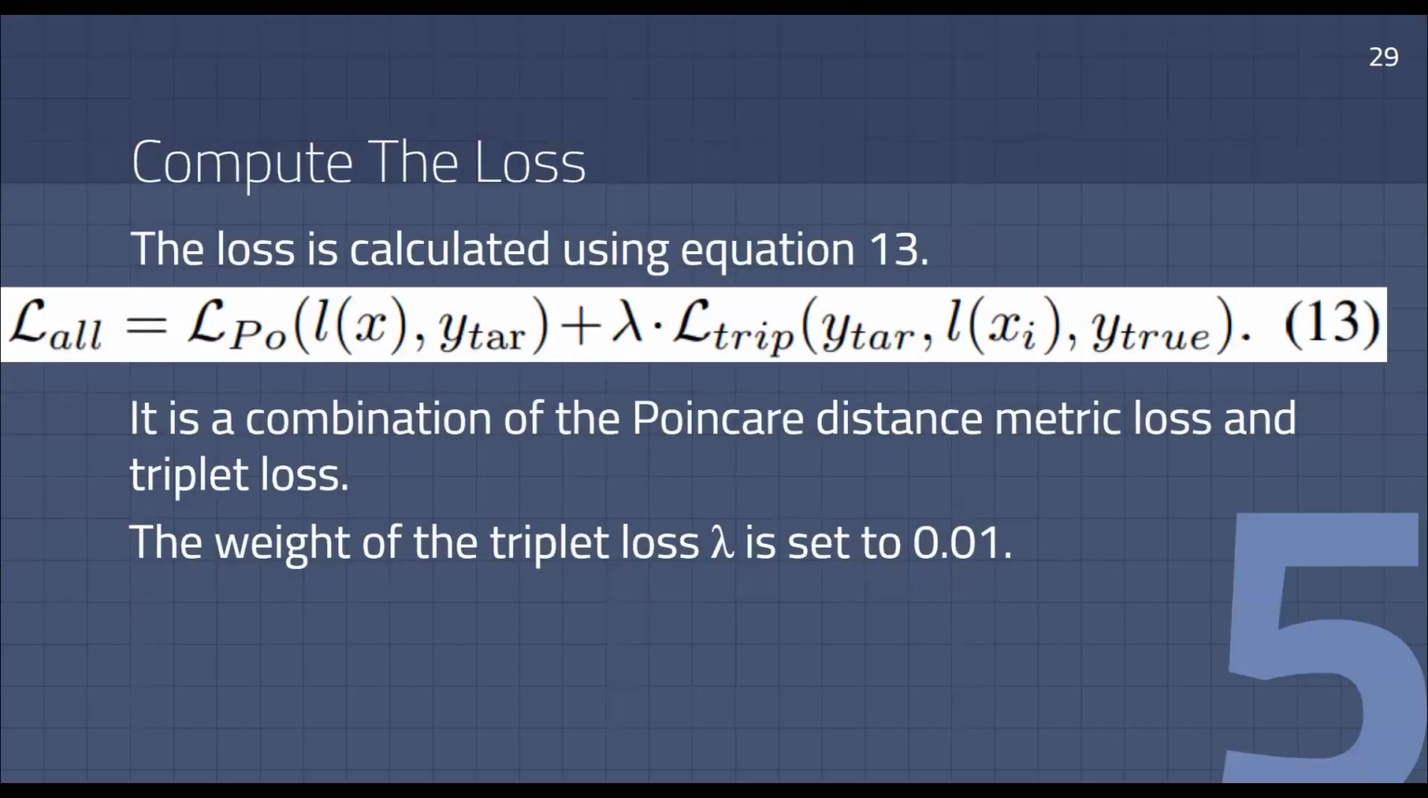So this is the final resulting loss function. It's just a combination of the Poincare distance loss and the triplet loss with the weight lambda applied to it. So this captures both the key contributions of the paper. The attack suffers less noise curing because of the Poincare loss, and transferability is improved with the triplet loss.